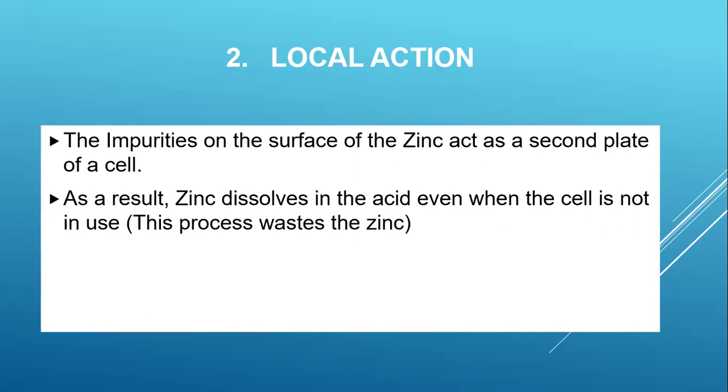Now, the impurities on the surface of the zinc act as the second plate of the cell. As a result, the zinc dissolves in the acid even when the cell is not in use. This process wastes the zinc, and thereby we get that problem, local action.